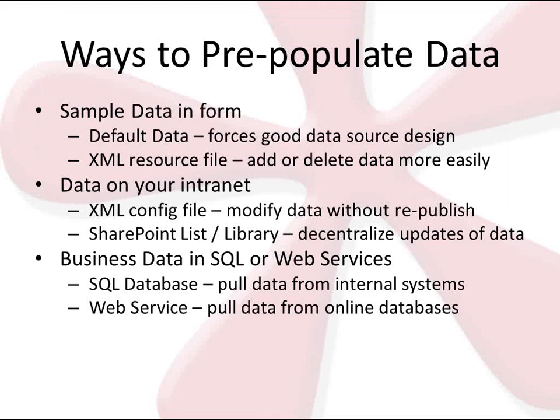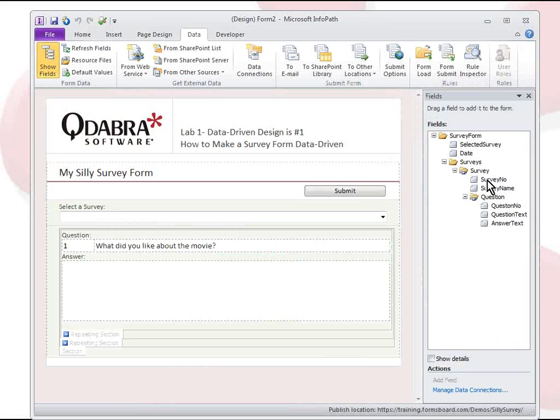Now, I'm going to dig into this further, but the first point is that you're going to use that default data to force your good data source design, right? And that's going to create a data source that is not hard-coded with values, but rather, like we saw in the data source for the simple survey form, a normalized data source with repeating groups, surveys, questions. So it's flexible. It can pull those surveys in. Now the first step is to set up that default data so that you can actually then test your form to make sure that it's working.